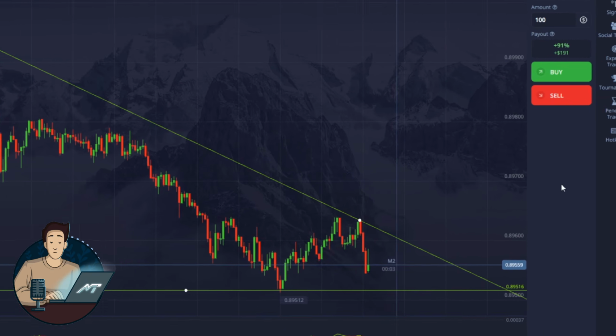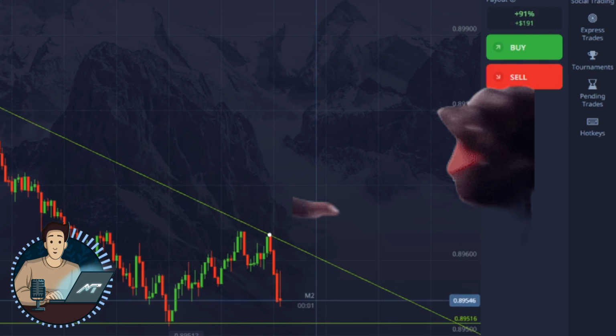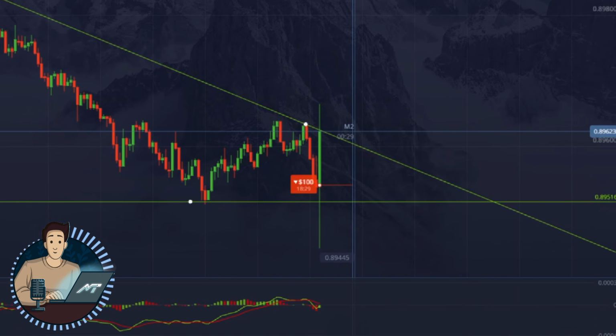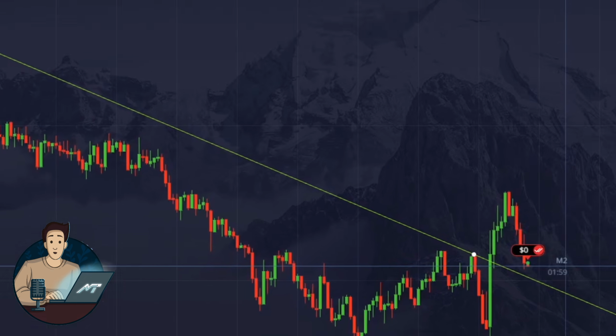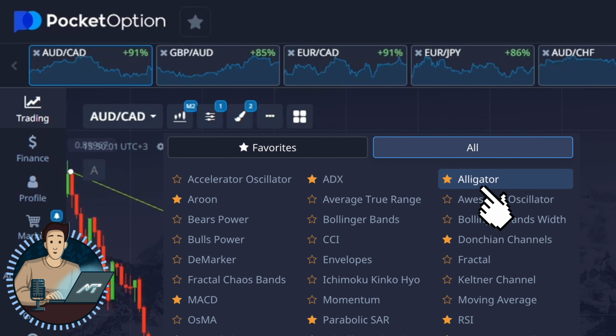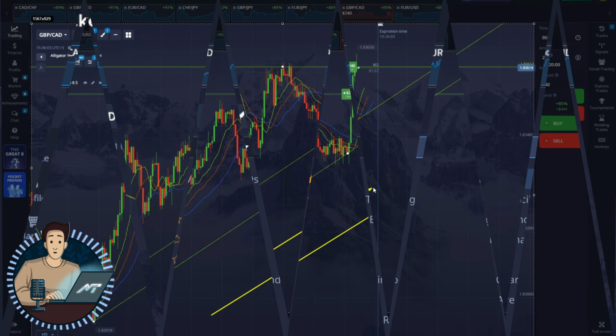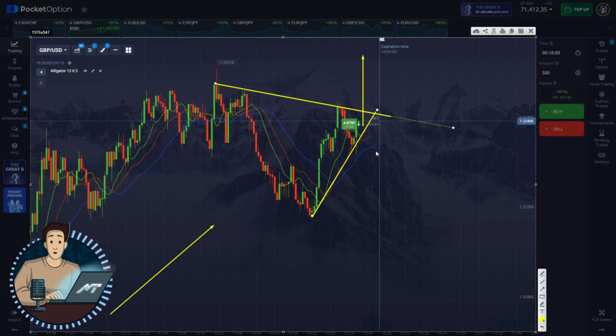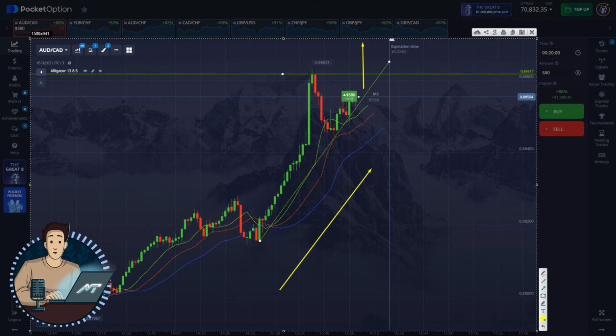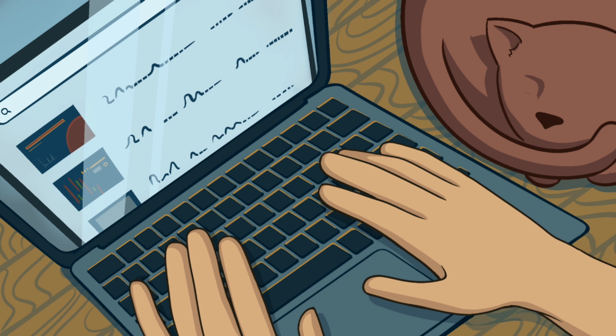Hey everyone, do you just stare at candles and jump into trades right away, only to get stuck in pullbacks, flats, and lose money again? Today, I'm going to show you how to use the Alligator Indicator to filter out weak moves and only enter when a real trend has actually started. Let's break it down step by step.